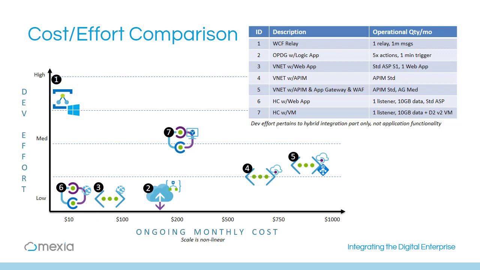The solutions that use virtual networks, and especially ones that use the API management or the application gateway, obviously are getting up there in the expensive range, but there are a lot of benefits that come with that as well, particularly in regards to security.